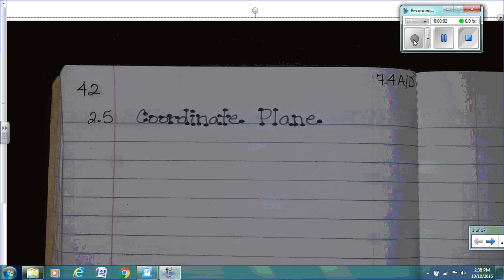Today we're going to review a little bit on the coordinate plane. This is Chapter 2, Lesson 5. We're going to be on page 42. You're going to skip a few pages. If you need to number them in between, go ahead and do that. The TEK that we're going to be working on today is 7.4 A and D.